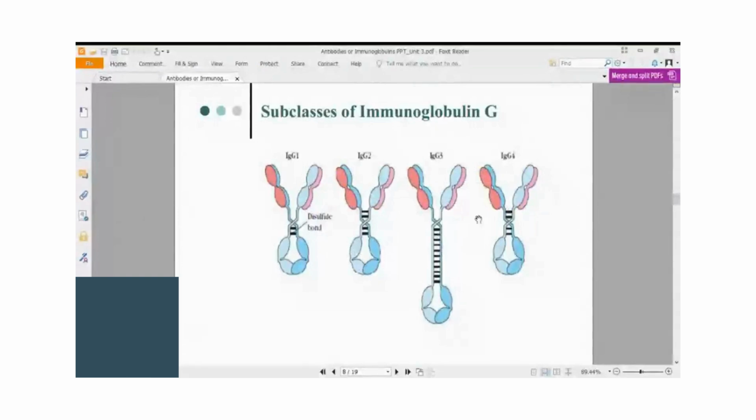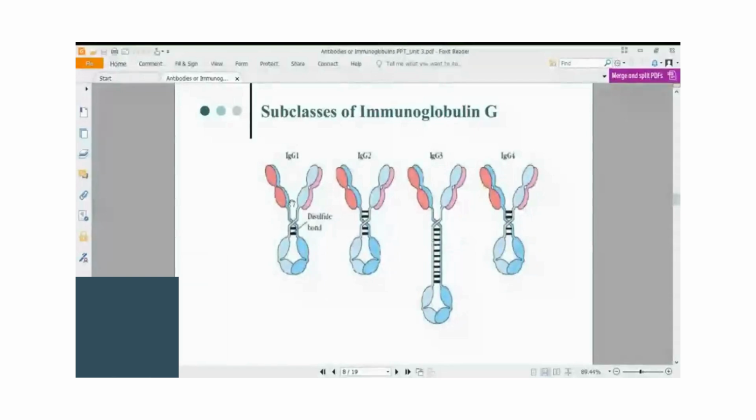Therefore, the subtypes of immunoglobulins in a particular class are called as allotypes. Allotypes. I will give the detailed explanation about the allotypes in the later class. Okay, for the time being, you remember subclasses of immunoglobulins under one major class are called as allotypes.